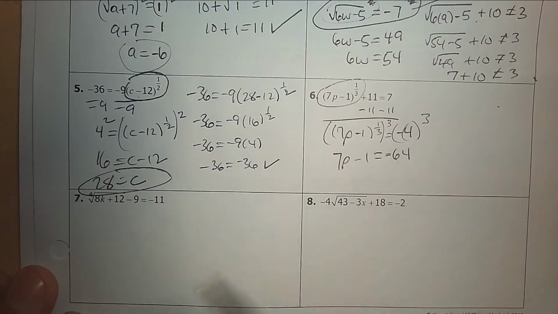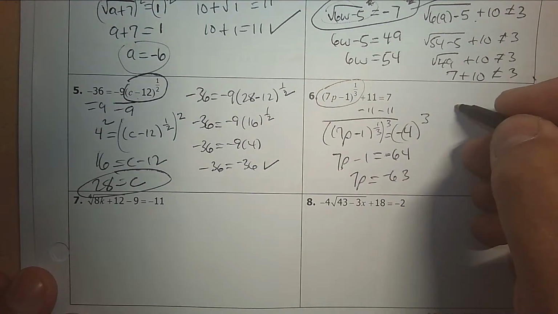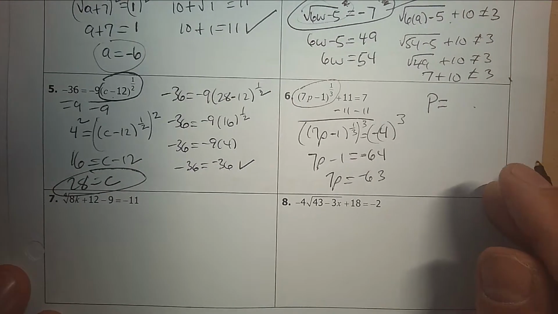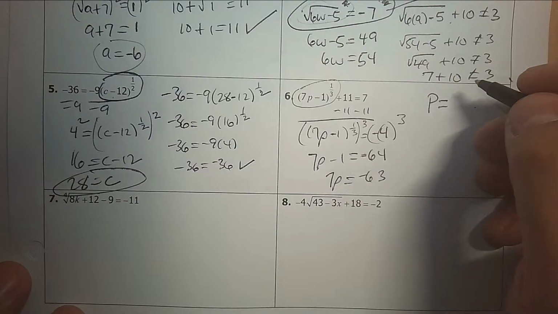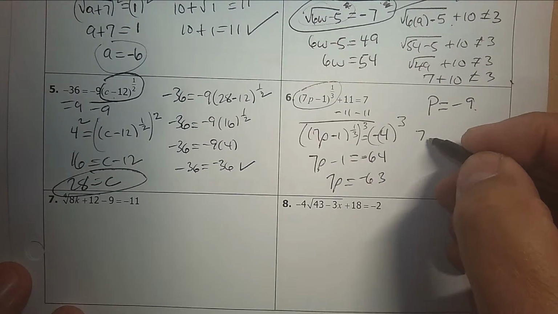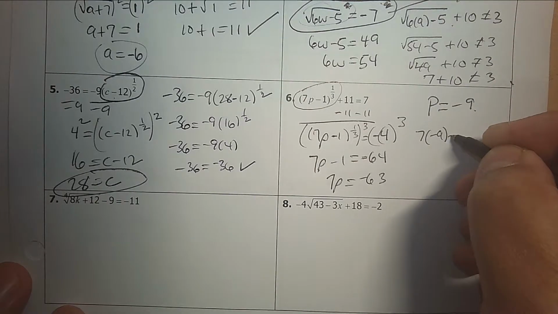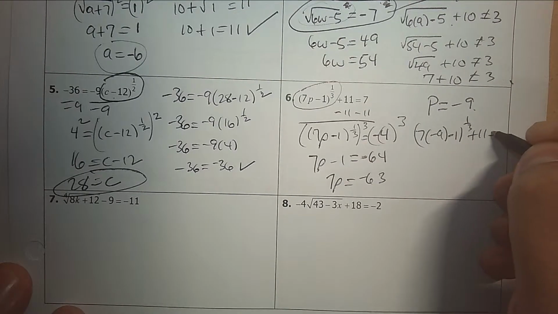Excellent. And then we can finish it, right? If we add 1, that's negative 63. Does 7 go into that evenly? Times tables, what do you think it is? Negative 9. And then, if we put that answer, negative 9, back in, does it solve the equation?